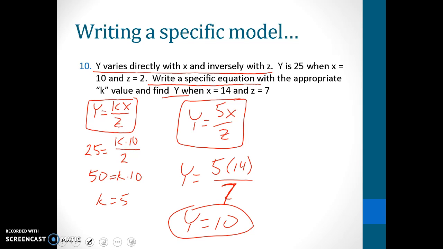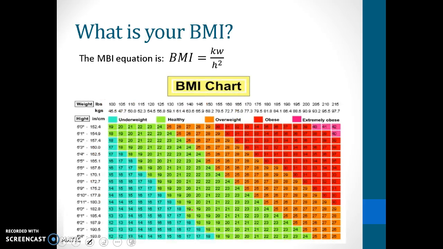Different k values, different relationships, but we're going to have to figure out what the specific k value is and then use that to find other values. Let's take a look at one more. Here we have the body mass index, BMI.